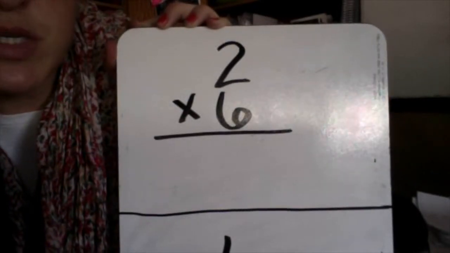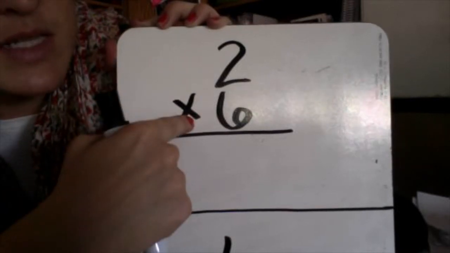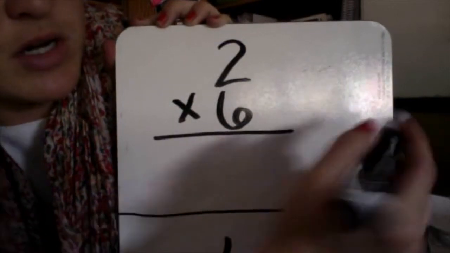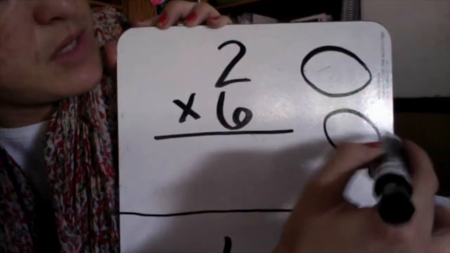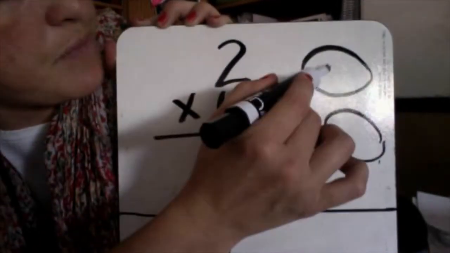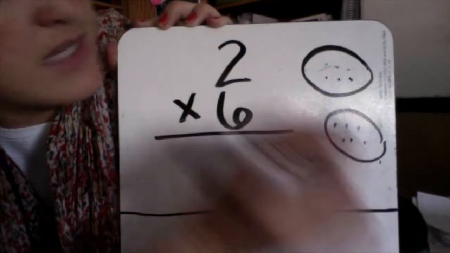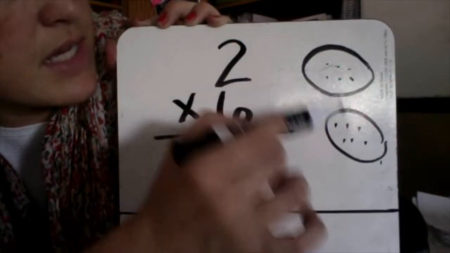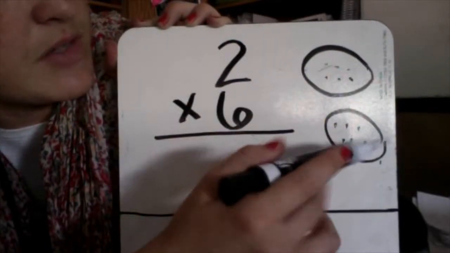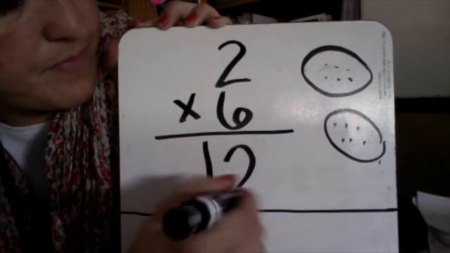If we're not so good at skip counting, what we can do is draw 2 groups of 6. So work with me over here on our side. We're going to draw 2 groups, 1, 2, and we're going to put 6 inside each. 1, 2, 3, 4, 5, 6. 1, 2, 3, 4, 5, 6. And we know, if we count these together, there is 6, 7, 8, 9, 10, 11, 12. 2 times 6 equals 12.